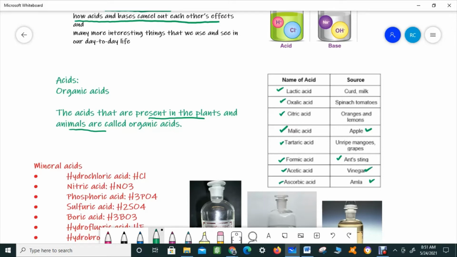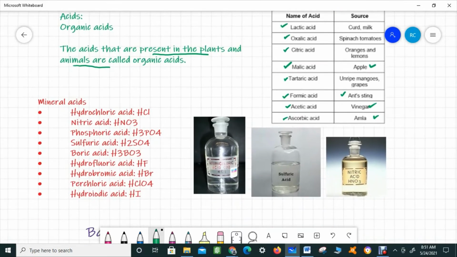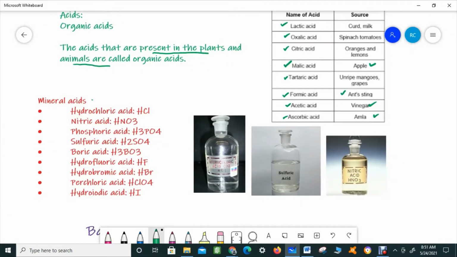These acids are present in plants and animals. That's why they are called organic acids. Now, the second classification is mineral acids. Mineral acids are otherwise called inorganic acids. So we can write this as inorganic acids. These acids are obtained from the minerals present in the earth's crust. That's why they are called mineral acids.